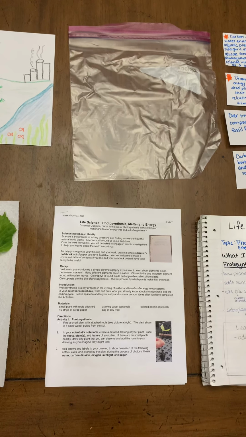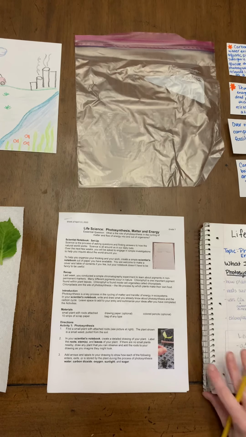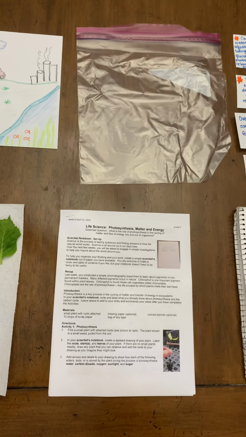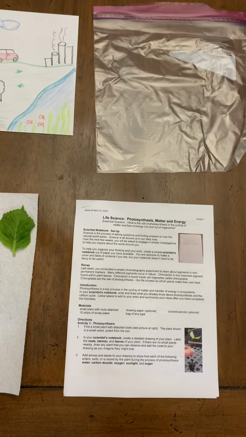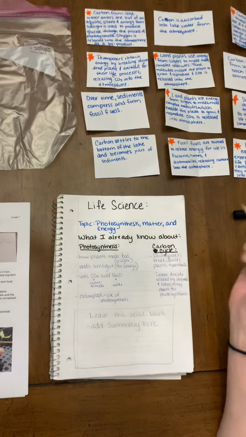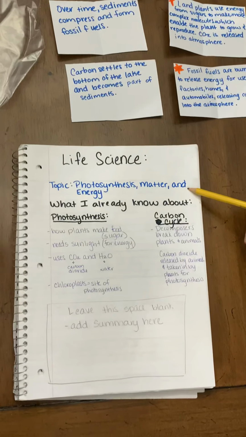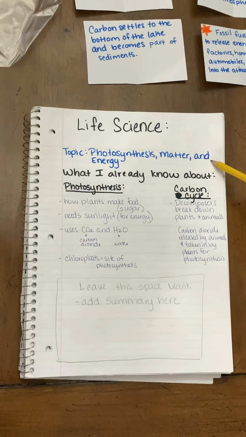So the first thing that we're going to do for this week is set up our science notebook. And this is a good practice to get into every week when you are going to do your activity. So I put the title at the top of mine. We're of course in life science, and our topic for this week is photosynthesis, matter, and energy. Your notebook may look slightly different than this, and that's fine.